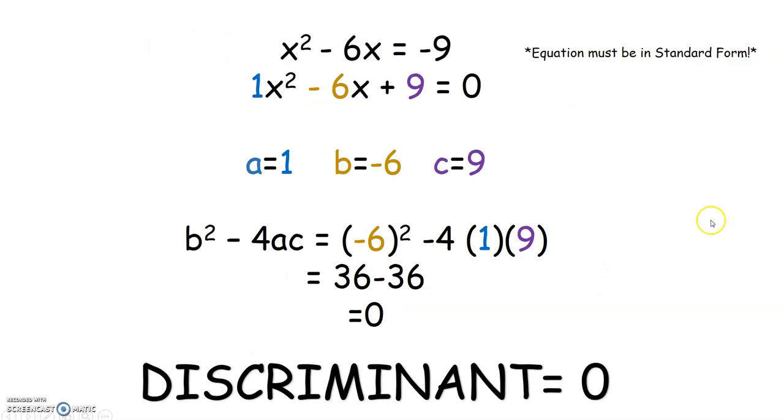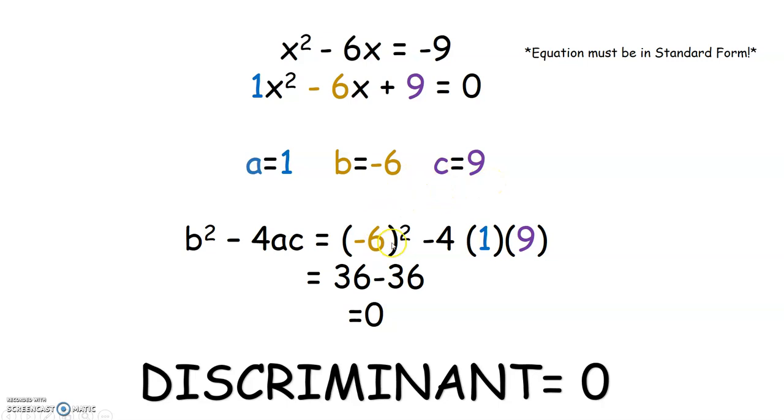Okay, here's another example. Say I have x squared minus 6x equals negative 9. Again, this is not in standard form, so I have to move that over there. So now I have 1x squared minus 6x plus 9 equals 0. My A term is 1, my B term is negative 6, and my C term is 9.